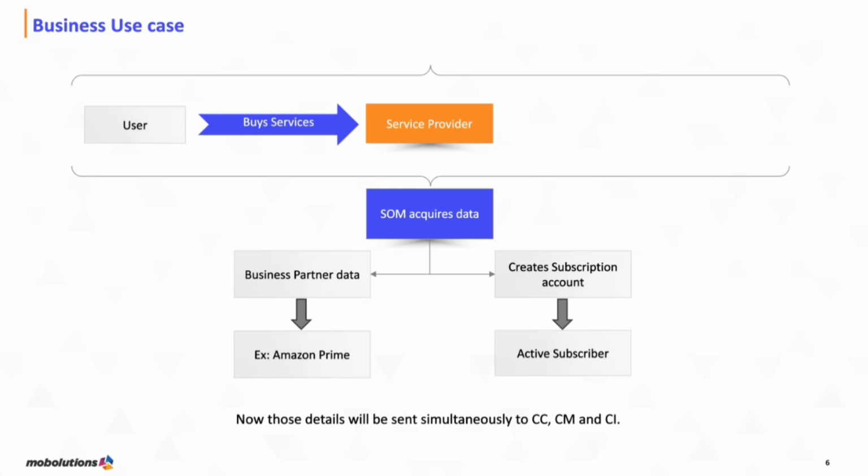That usage record will also flow through the BRIM project or through the network elements. That usage record comes to the SOM. SOM will acquire the data, and it creates a business partner or a subscription account. Once the business partner is created, the normal usage comes to CM and then it will flow to CC, CI and SOM accordingly.